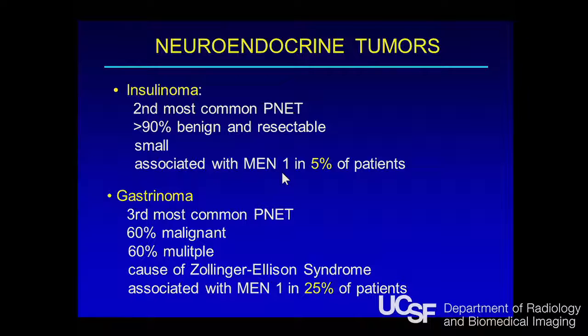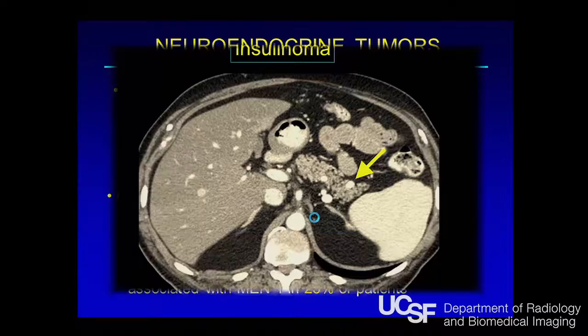Gastrinoma is the third most common neuroendocrine tumor. 60% are malignant and 60% are multiple. You're all familiar with it as the etiology of Zollinger-Ellison syndrome. And there's a higher association with MEN1, 25% compared to only 5% for insulinoma.